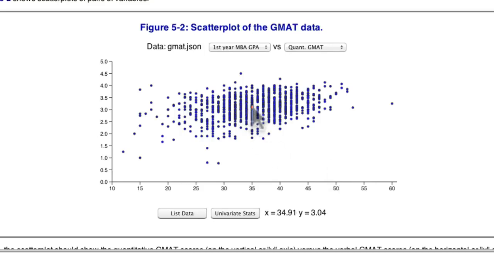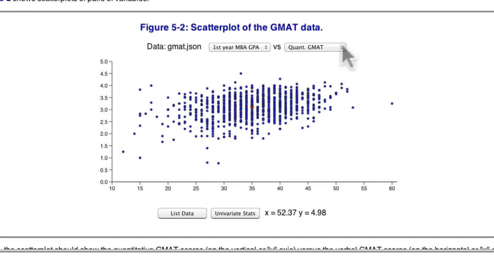This red point in here is called the point of averages. Its x-coordinate is the average of the GMAT scores, and its y-coordinate is the average of the GPAs. Now I'm looking at that distribution, and I'm seeing no particular trend or pattern. I'm seeing no particular relation between the quantitative GMAT score and the first year MBA GPA. It's clearly there are other variables that go into the MBA GPA than just the quantitative GMAT.